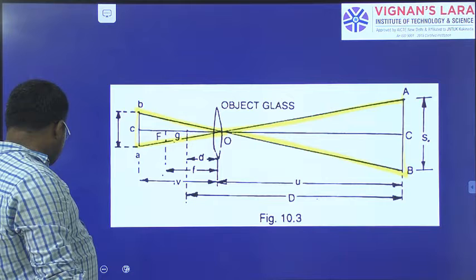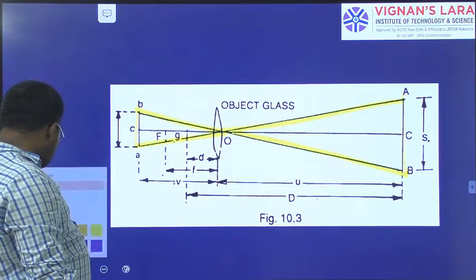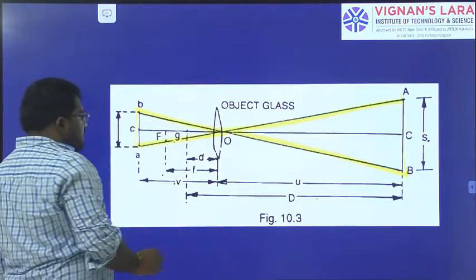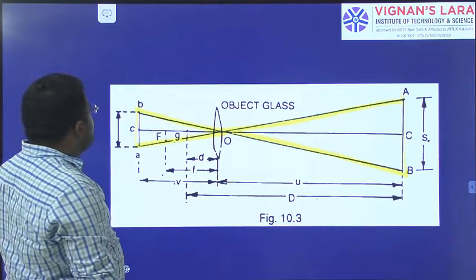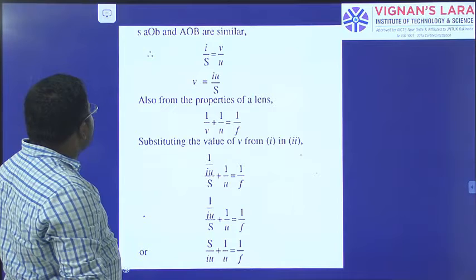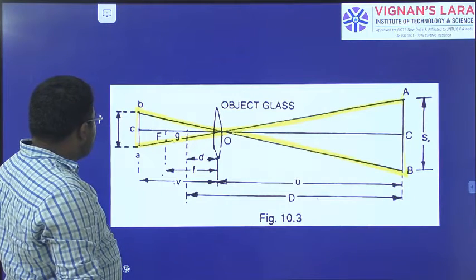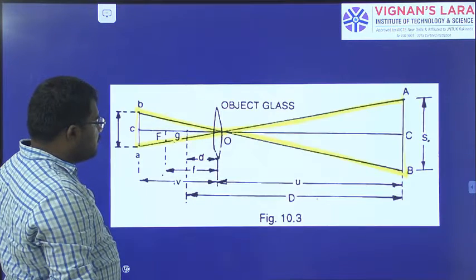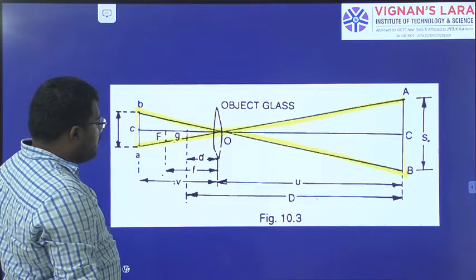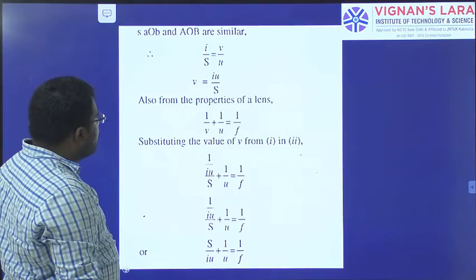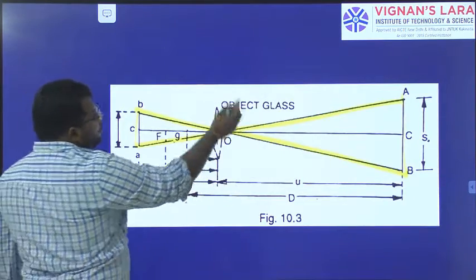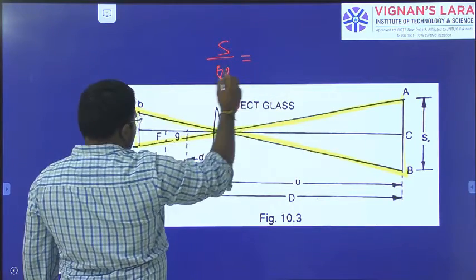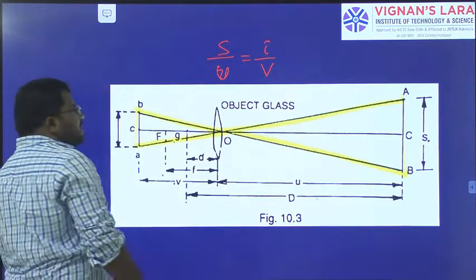So we are going to get values like this. From this, we can say AB by the distance. Okay, he took the same thing. From here they took S by U is equal to I by small v.